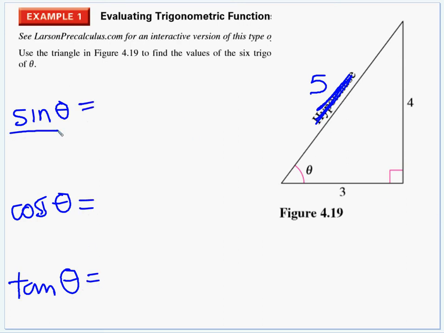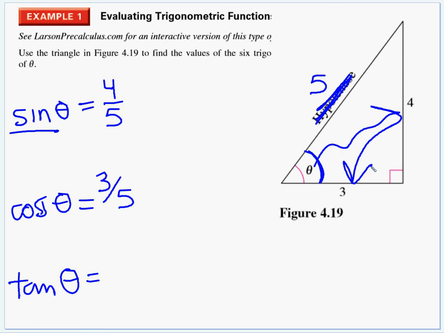Well, let's see. Sine is opposite over hypotenuse. So here we are at theta. Opposite side would be 4. Hypotenuse side is 5. So that becomes 4/5. Cosine is adjacent over hypotenuse. So here from angle theta, the adjacent is 3. Hypotenuse is 5. 3/5 is the ratio we're looking for. And then tangent is opposite side, 4, over adjacent side, 3, 4/3.